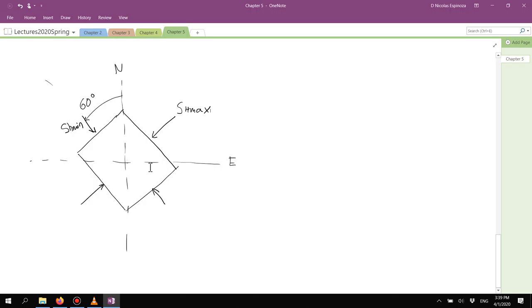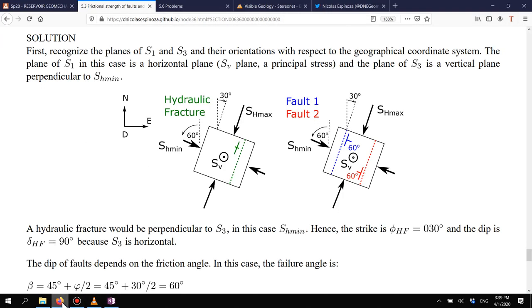And now the next step is, after I know that, I can already tell what is going to be the orientation of a hydraulic fracture. So the first step: a hydraulic fracture is always going to be a plane, ideally, perpendicular to the minimum principal stress. Since the minimum principal stress is SH min, S3, that means that this is going to be a vertical plane. The hydraulic fracture is going to be a vertical plane, and this is going to be the line of strike. And this is a vertical plane, so that's why we see it just as a line.